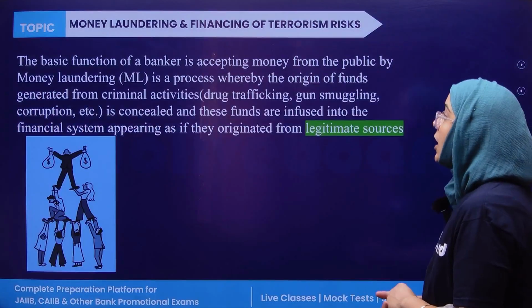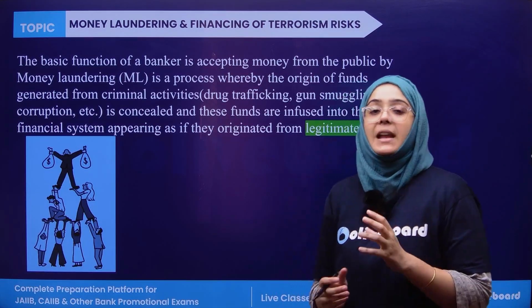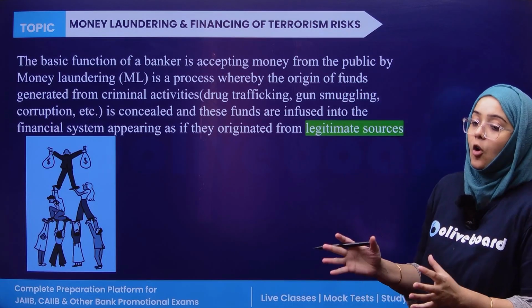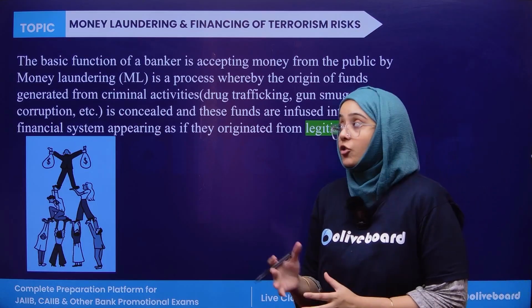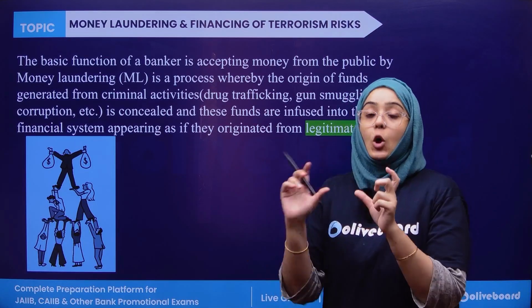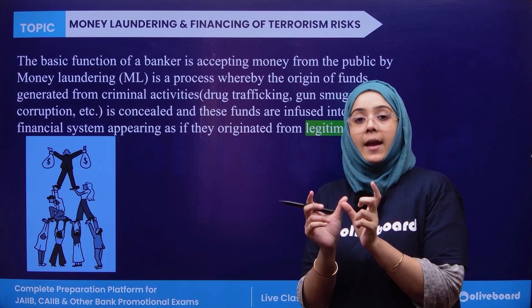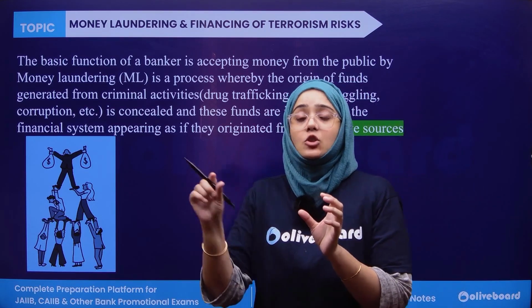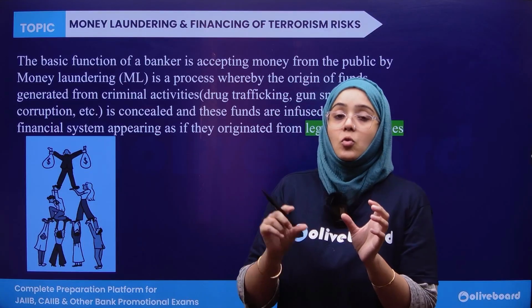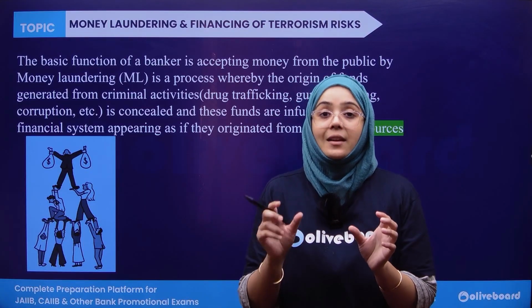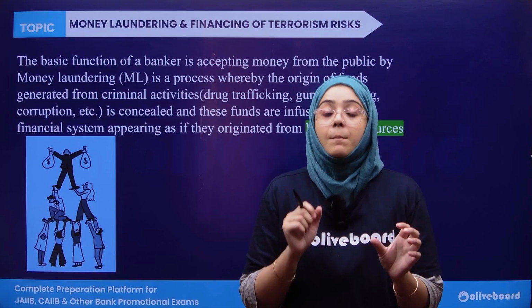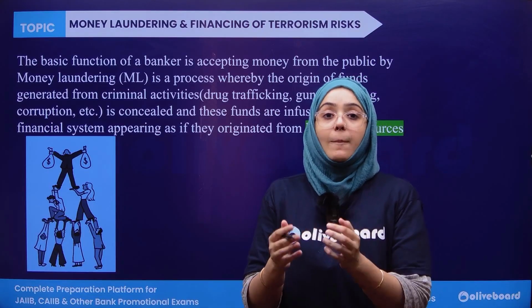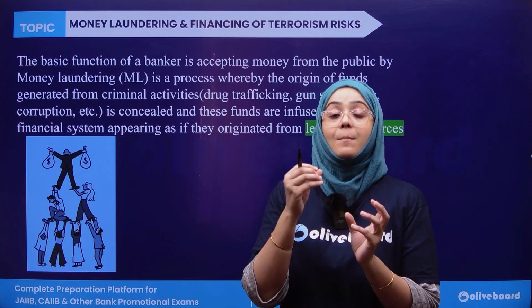First of all, you all know what money laundering and financing of terrorism risk is. In money laundering, there are two words attached: to launder money. The need to launder money arises when there is bad money. Bad money means any money which comes from an illegal source. So, what is money laundering?